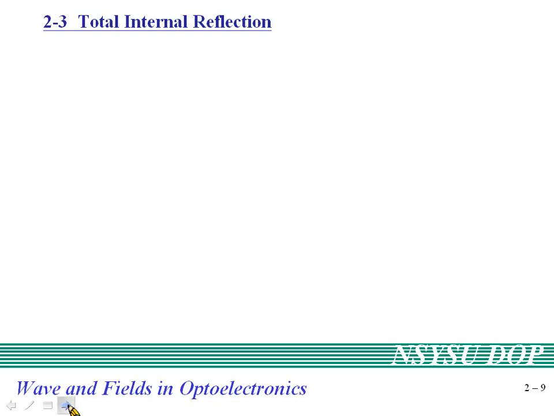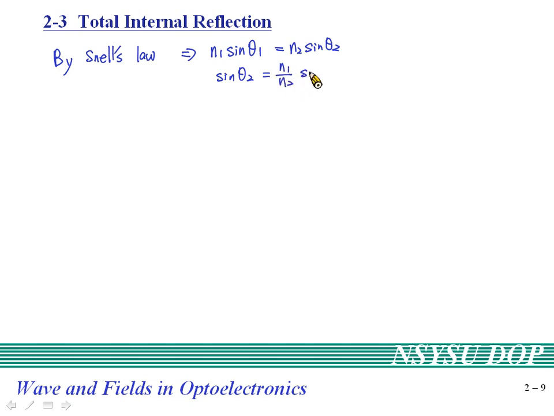In this session, we will talk about total internal reflection. By Snell's law, we know that n1 sin θ1 equals n2 sin θ2. So sin θ2 can be re-expressed as n1 over n2 times sin θ1.